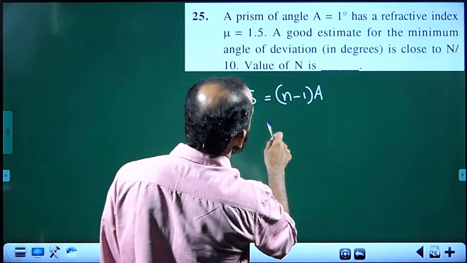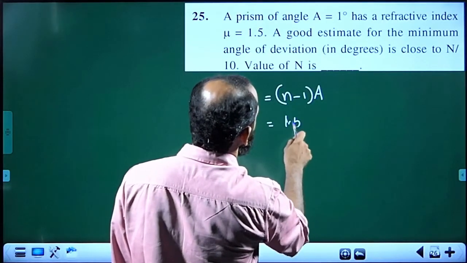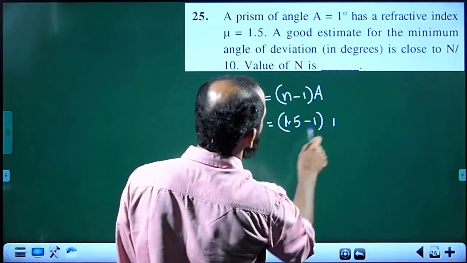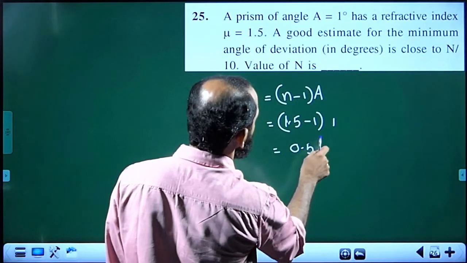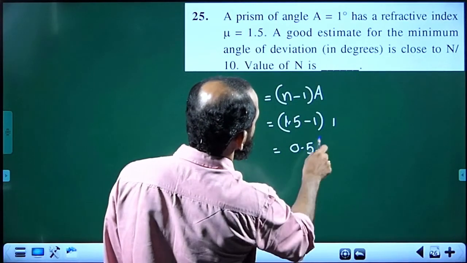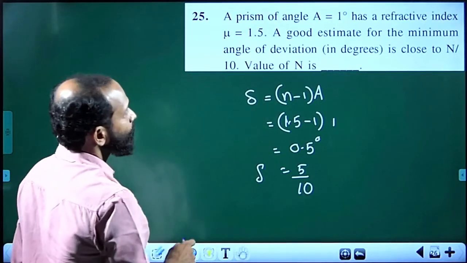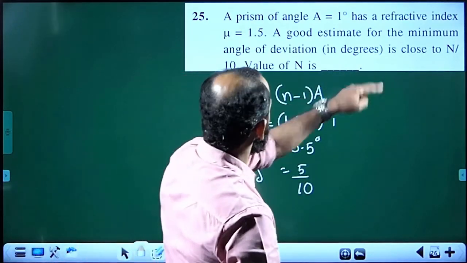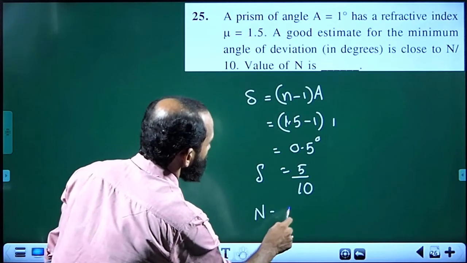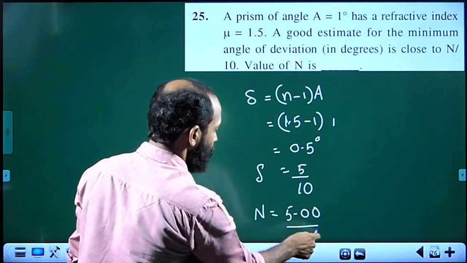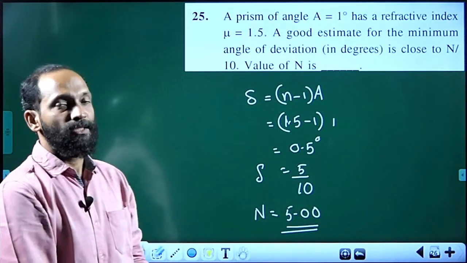Now what is the deviation? That is equal to 1.5 minus 1 times 1, that is equal to 0.5 degree. That is equal to 5 divided by 10. So delta equal to 5 by 10, that is n by 10. So n is equal to 5.00. So correct answer is 5.00.